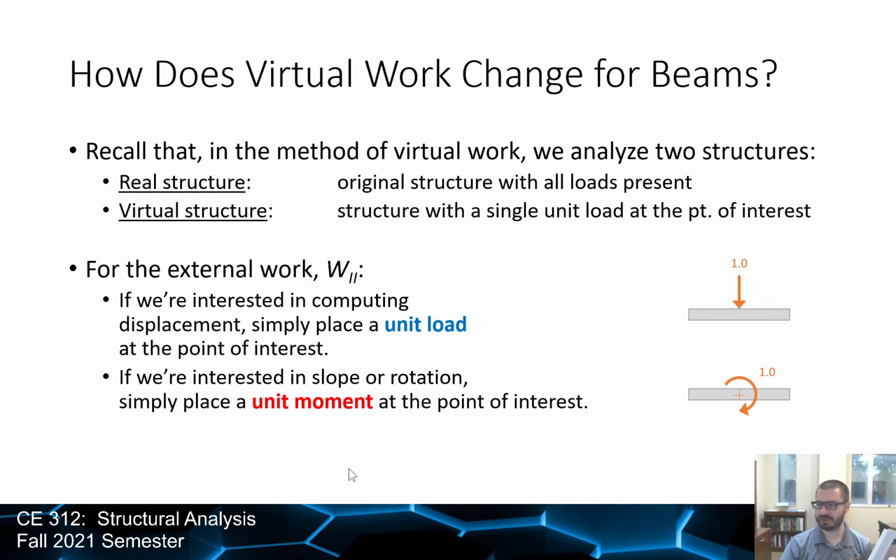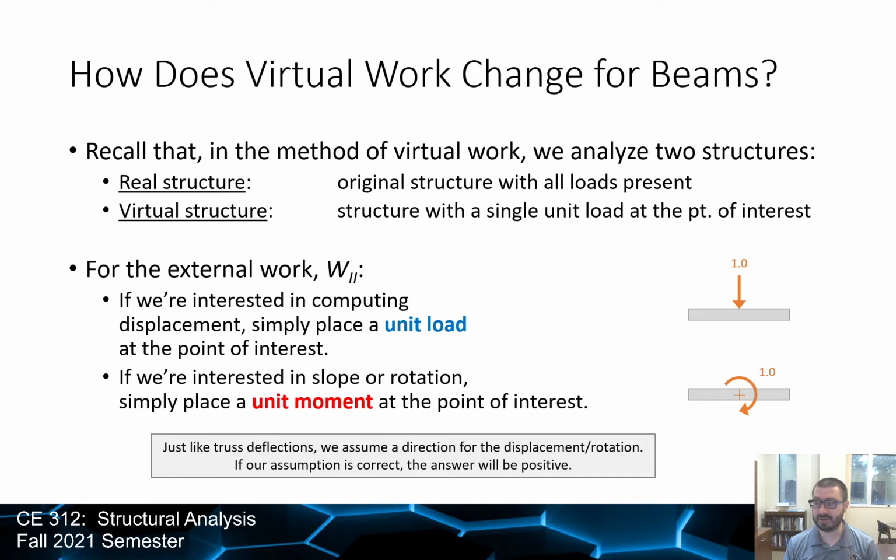So if we're interested in translation, we place a unit load. If we're interested in slope or rotation, we place a unit moment at the point of interest. Just so you're aware right off the bat, I'm going to use the terms slope and rotation interchangeably, because not only does your textbook, but other textbooks can sometimes use those terms interchangeably. So if I'm saying slope or rotation, it means the same thing. The same thing with displacement or translation or deflection. They all basically mean the same thing.